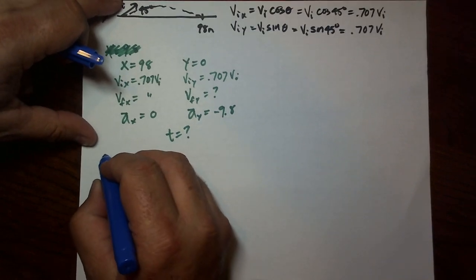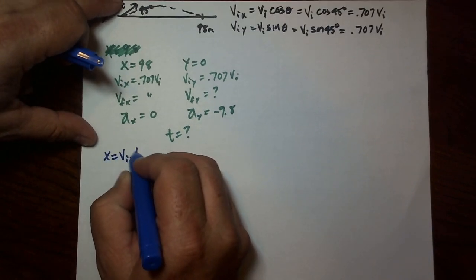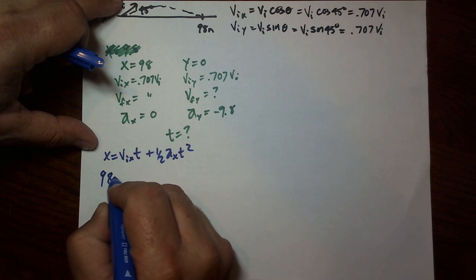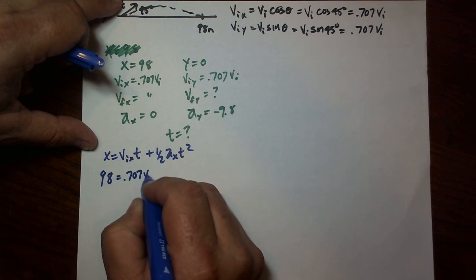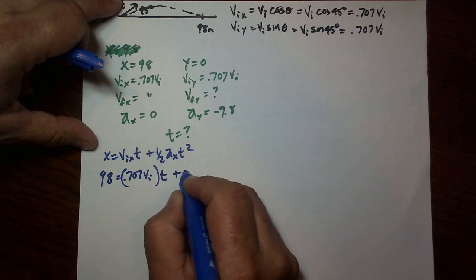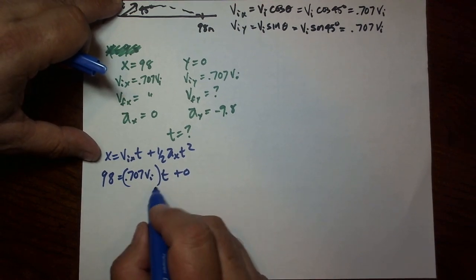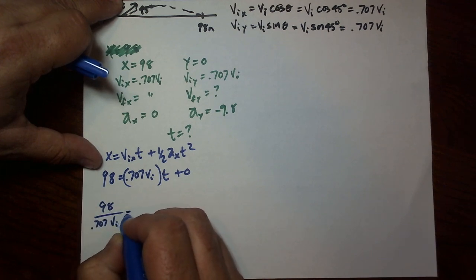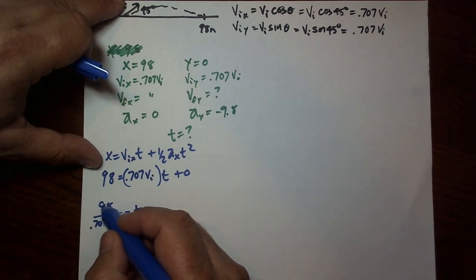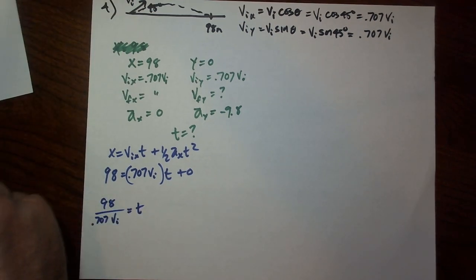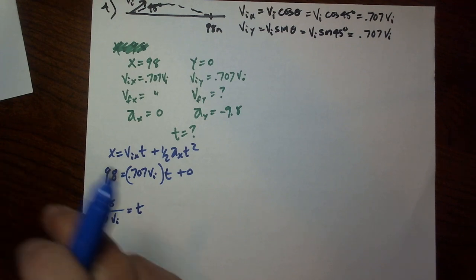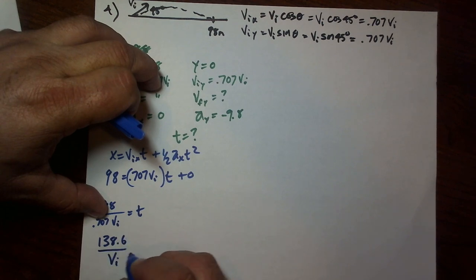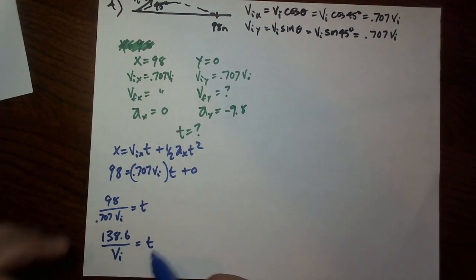To solve the X equation, we write the X Swiss Army equation: 98 equals 0.707 VI times t plus 0. So if I divide over here, I have 98 over 0.707 VI equaling t. We could also combine these two numbers. 98 divided by 0.707 equals 138.6. So we have 138.6 over VI equals t. But we can't go any further because we have two unknowns.